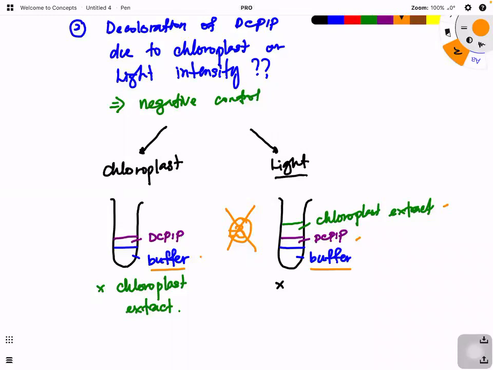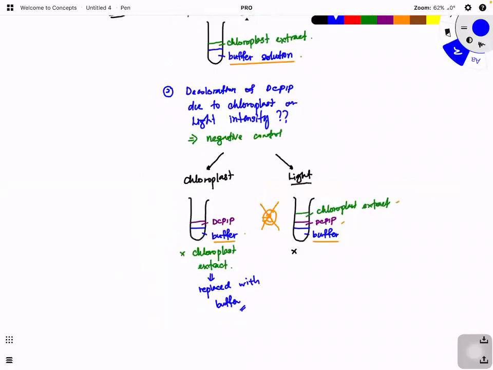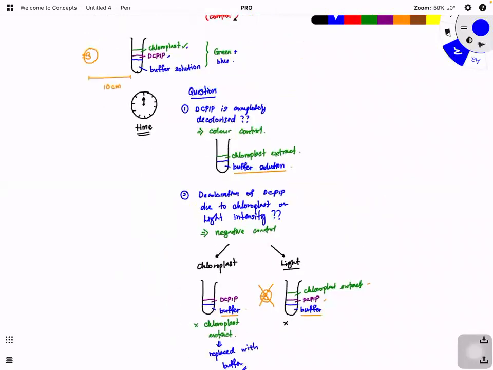Normally, without the chloroplast extract, we actually replace it with buffer. So we top up with the buffer rather than distilled water. We cannot use distilled water because when you use distilled water, you change the concentration. At the same time, you also change the water potential. So understand the concept here when you plan for the experiment.